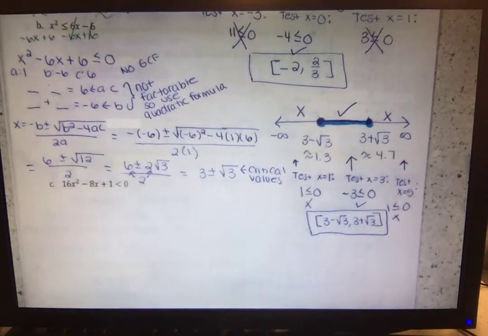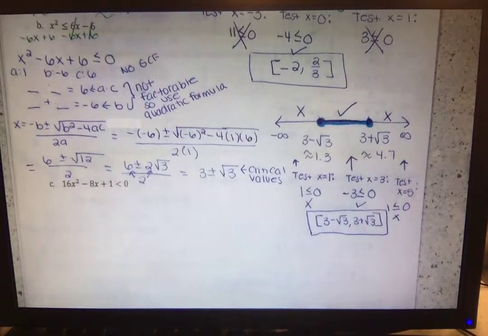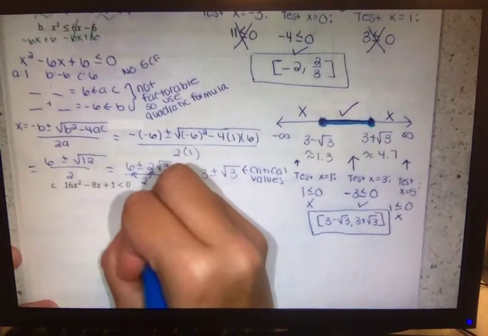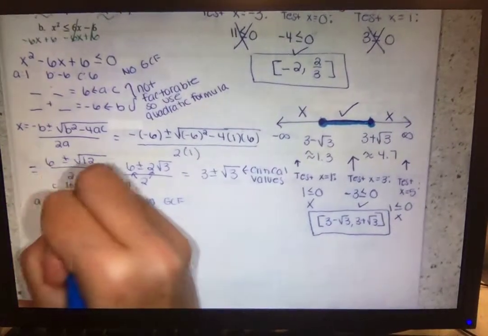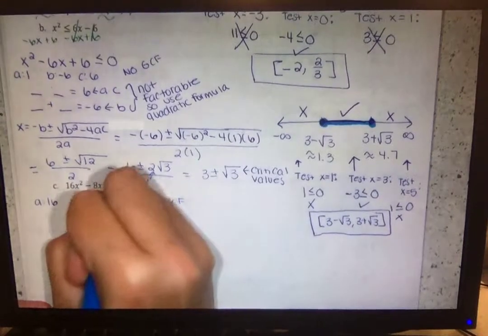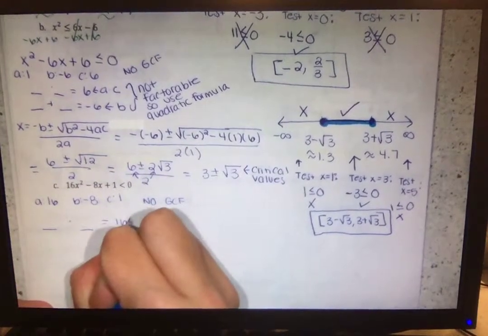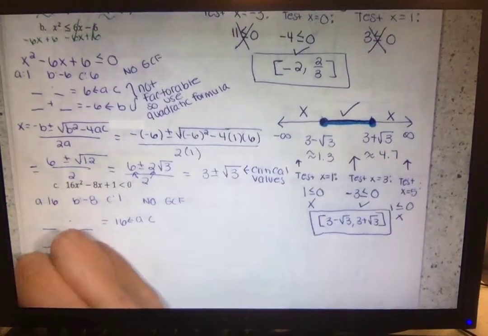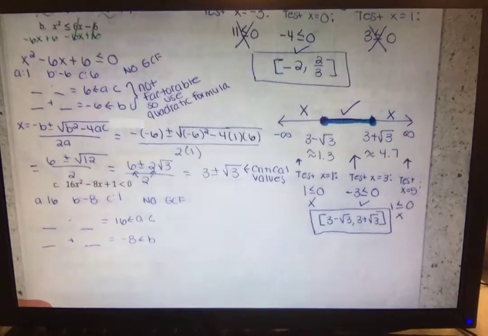Example C says 16x squared minus 18x plus 1 is less than 0. It's already set in standard form for us, so that's good. One less step we have to do. Is there a GCF? No, so no GCF. Our A value is 16, B is -8, and C is 1. So we're looking for 2 numbers that multiply together to give us 16, which is A times C, and the same 2 numbers to add together to give us -8, which is B.